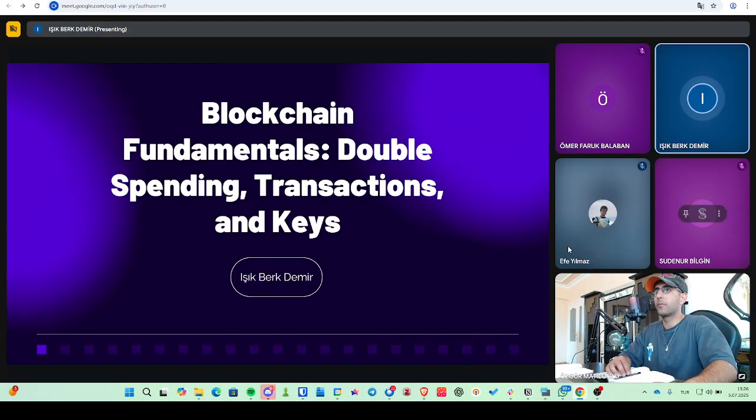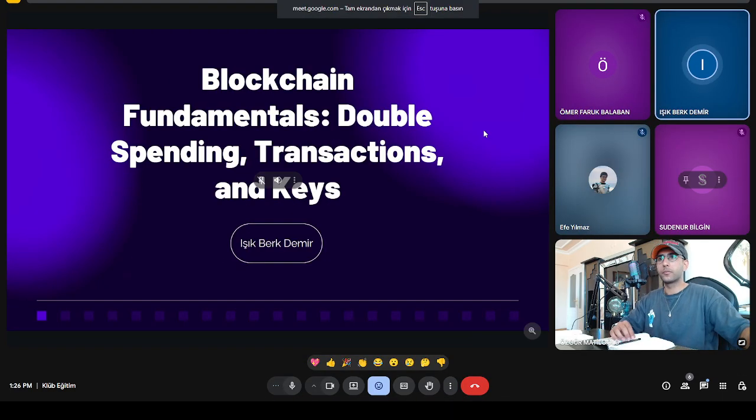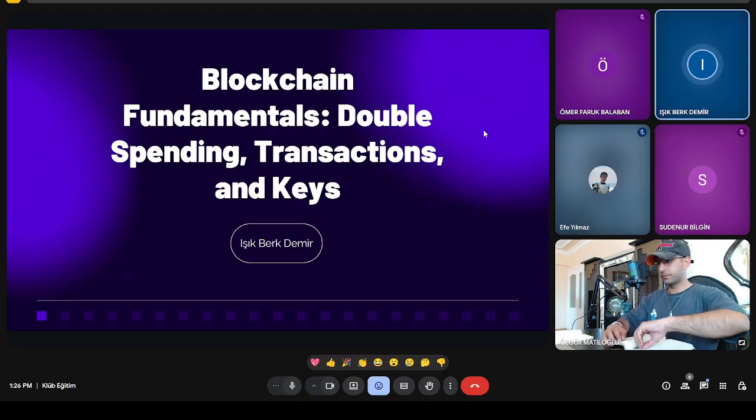Today we'll be diving into two really important concepts in blockchain: double spending and transactions and keys. These might sound a bit technical at first glance, but I promise by the end of the session they'll feel a lot more natural, so let's quickly get started.